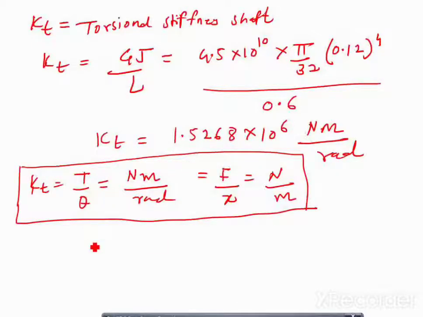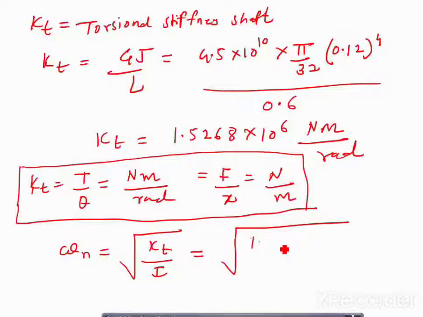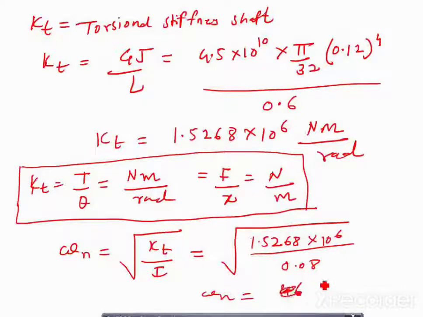This is a change which I have already explained in the last lecture. So once you have got Kt, you will get omega n. What is omega n in a torsional system? Square root of Kt upon I. Now you have already calculated Kt, and I is given as 0.08. So omega n is the square root of 1.5268 into 10 raised to 6 divided by 0.08. After calculation, sorry, it is not 46, I am getting 4368.63 radian per second. In this way you have to solve this type of problem.